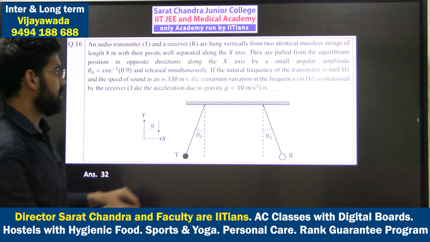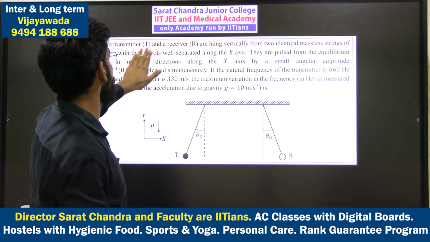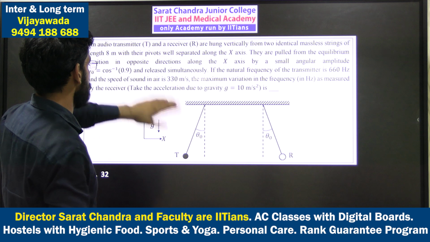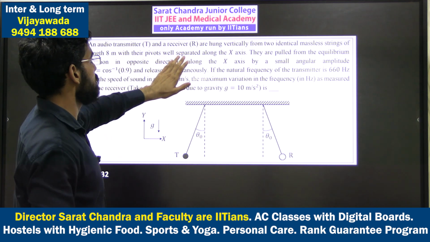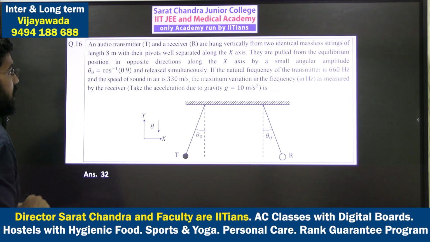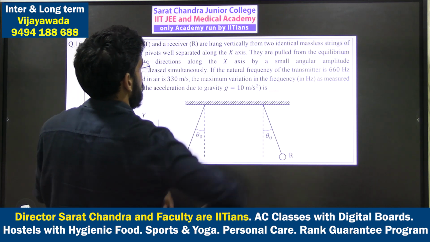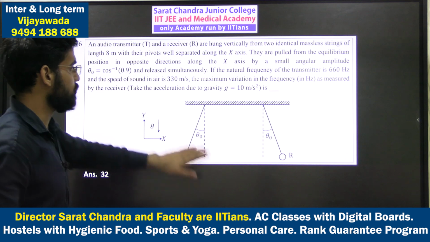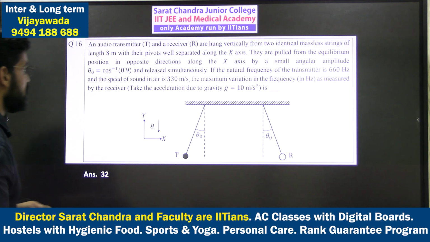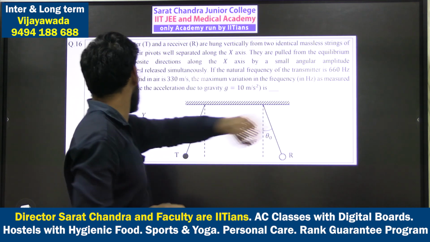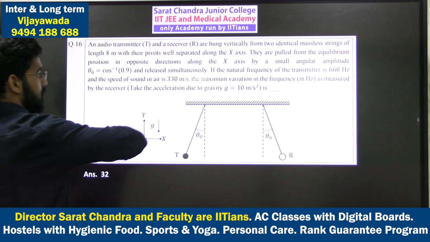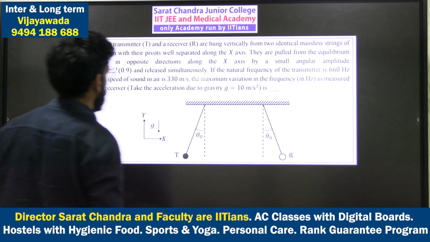Symmetrically, if you see here, an audio transmitter T and receiver R are hanging vertically from two identical massless strings of length 8 meter, with their pivots well separated along the x-axis. They are pulled from the equilibrium position in opposite directions along the x-axis with cos theta equal to 0.9, both equally, and released simultaneously. The natural frequency of the transmitter f naught is given as 660, and the speed of sound in air c is 330 meter per second. Find the maximum variation of the frequency as measured by the receiver.